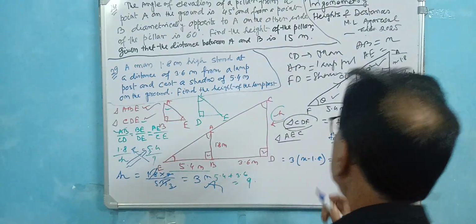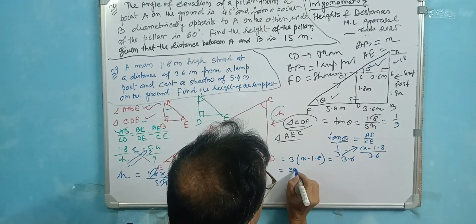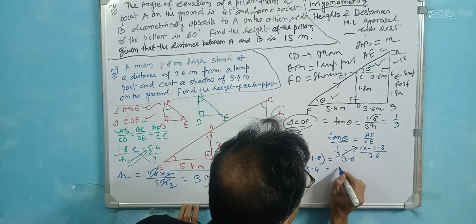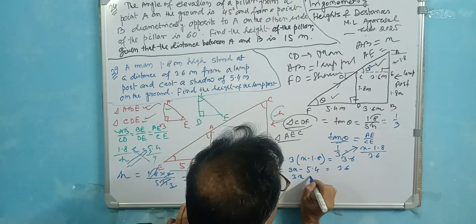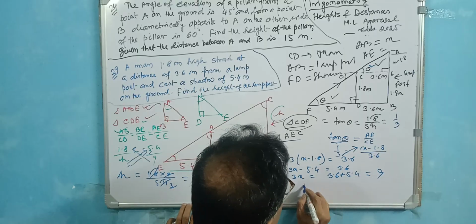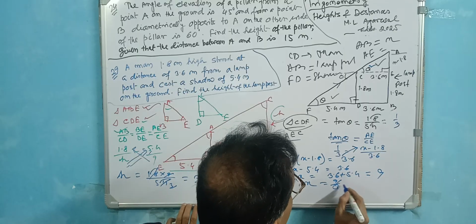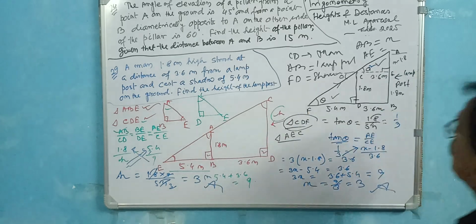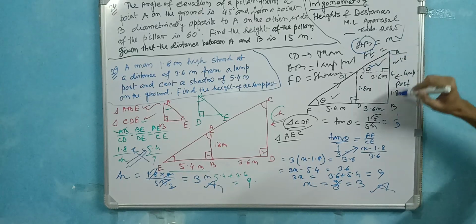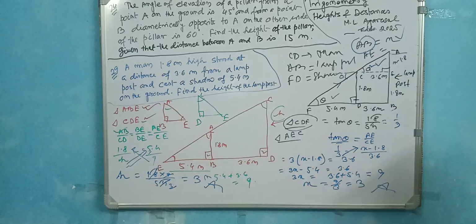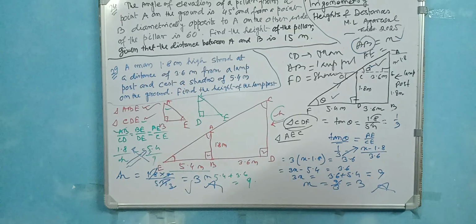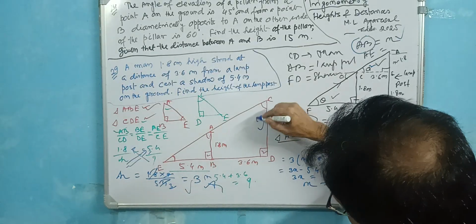Now, so this is 3x. This is 3x minus 5.4. This is 3.6. So 3x equal to 3.6 plus 5.4. So 9. So what is the value of x? 9 by 3. This is the answer. You take AB. AB is x. AB means this full. A and B. This is full. So 3. So this also 3 here. What is the answer? 3. Height. The height is 3 meter.